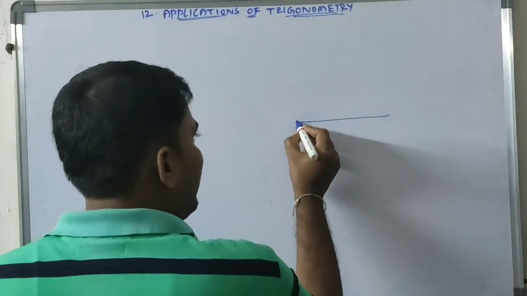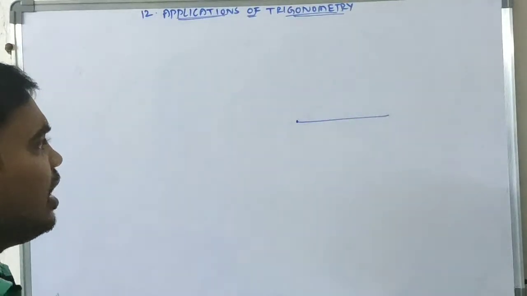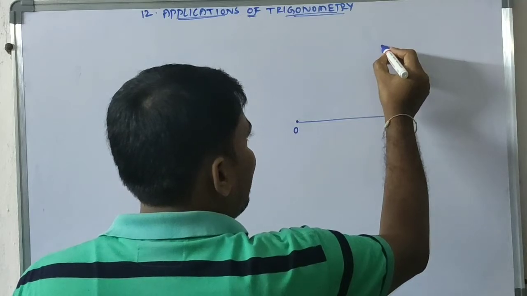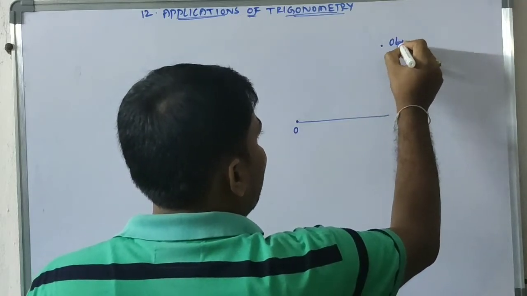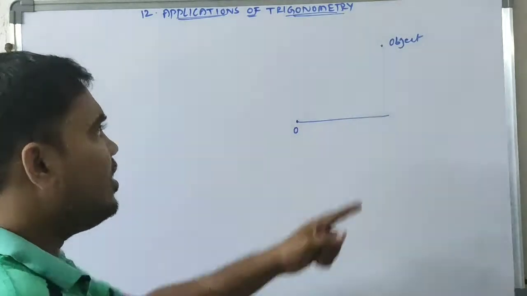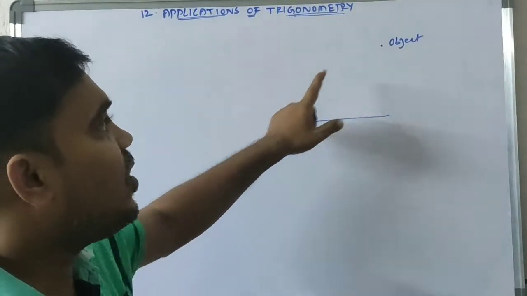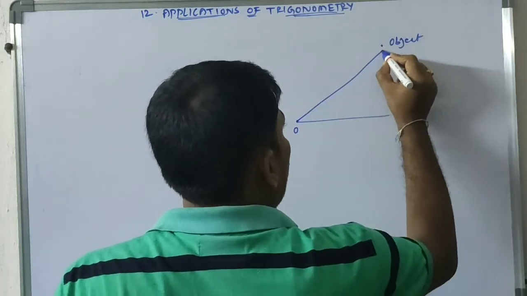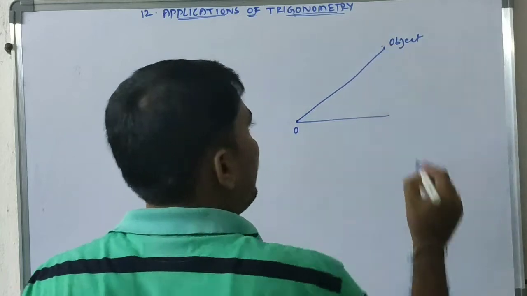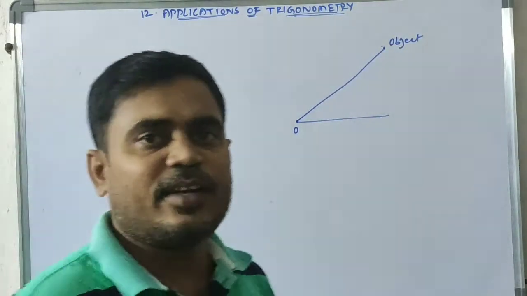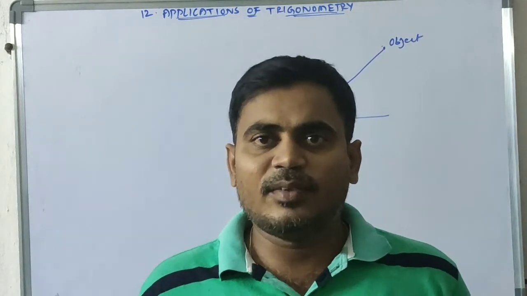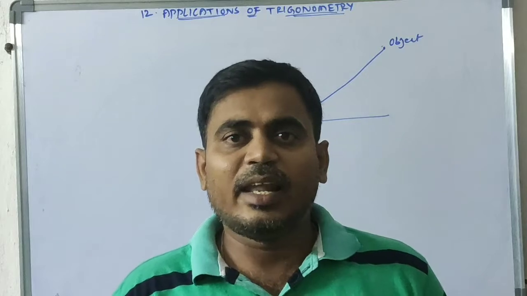For example, if a person is observing here, the observer is here, and the object is here. The observer is observing this object. So the line joining the observer to the object is called the line of sight.